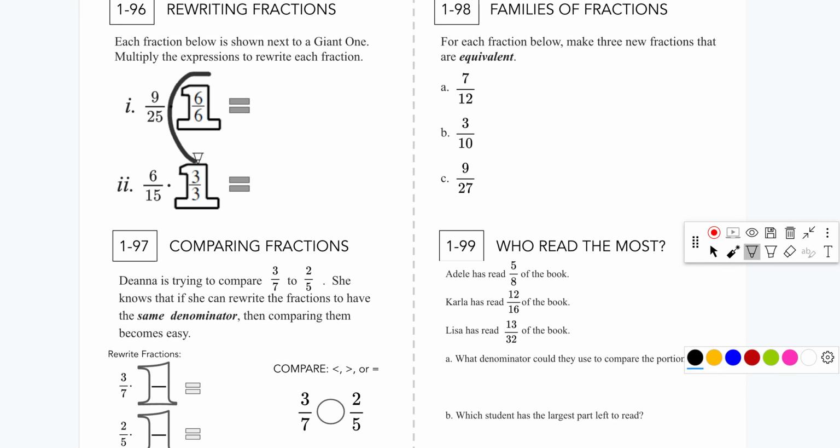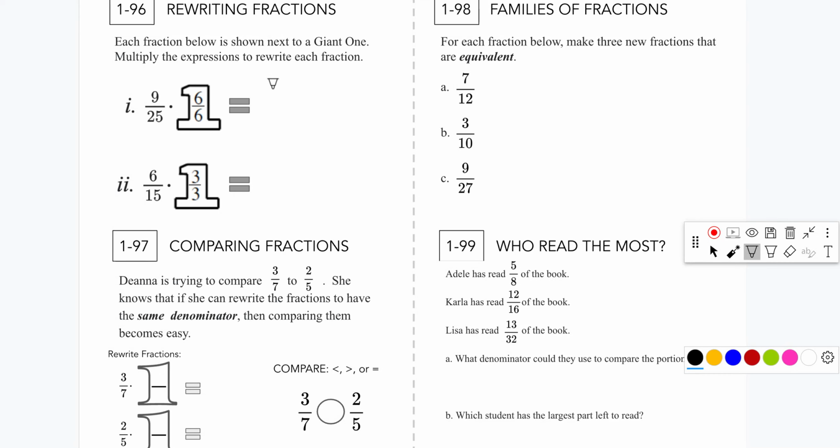Now the giant 1, really quickly, what does the giant 1 even mean? What is 6 divided by 6? 6 divided by 6 is 1. So that means if you multiply by 1, they should be equivalent. Okay, so for this first one, we're supposed to multiply the numerators.